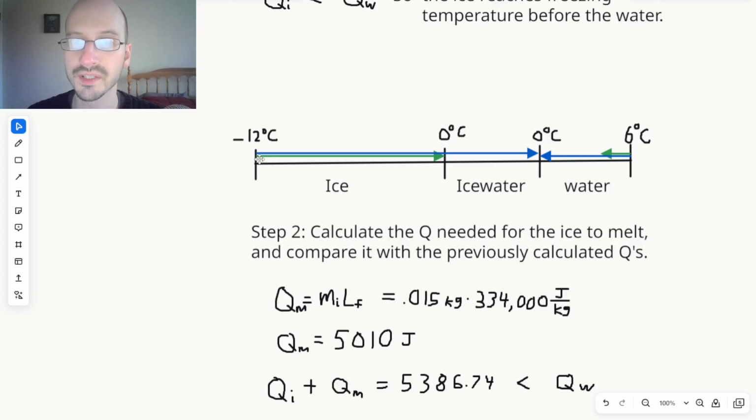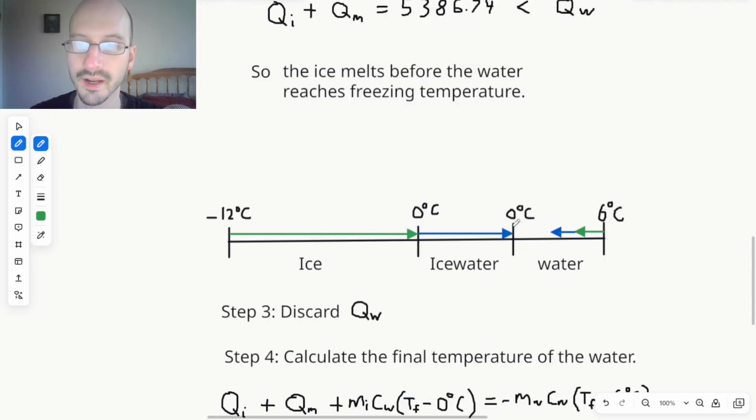So in step 1, we discovered that the ice reaches 0 degrees before the water reaches 0 degrees. In this step, we discovered that the ice fully melts before the water reaches 0 degrees. So our final temperature is going to be somewhere above freezing.